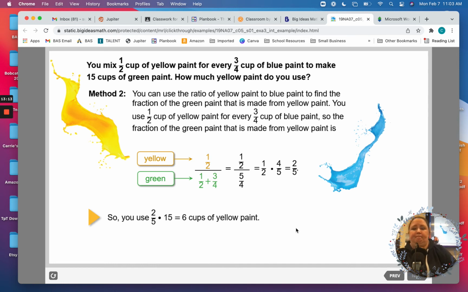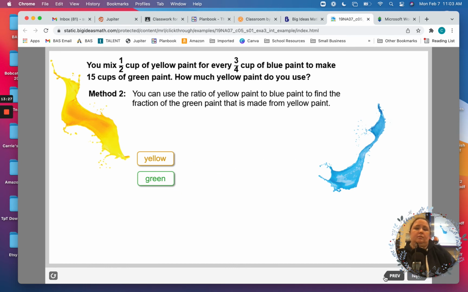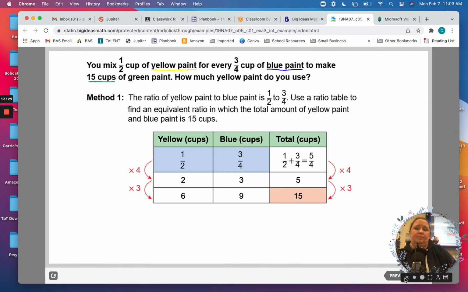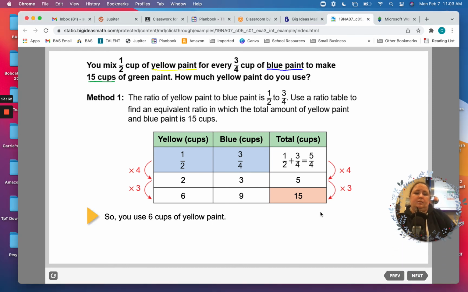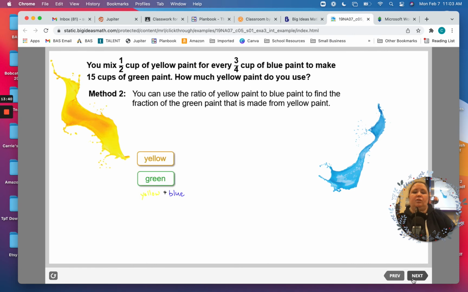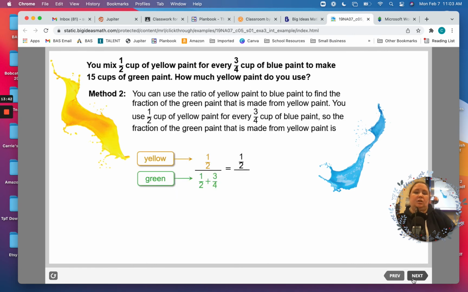Wait, how'd you get a smaller number when you multiplied by 15? That's how you do it. I still got 6 cups of paint on the other example, if we're just talking about yellow paint. On the other one, we solved for everything. Hold on, I'll go back. So here, I still got 6 cups of yellow paint. But I solved for everything over here. On method 2, all we did was use the information to solve for just the yellow. We didn't solve for the green paint, I mean, the blue paint. It's a great question.